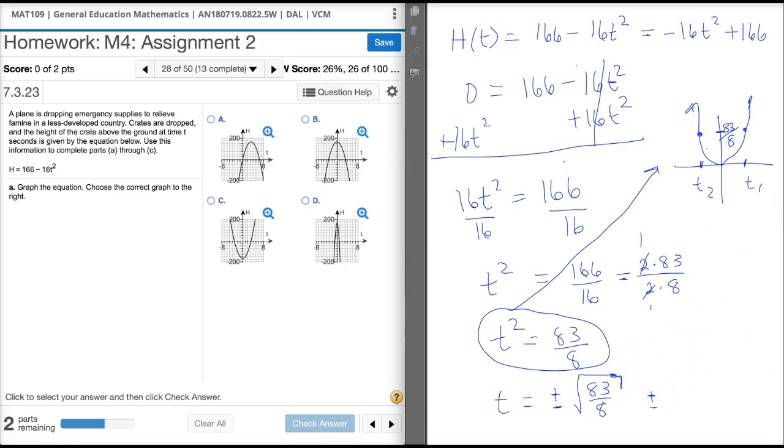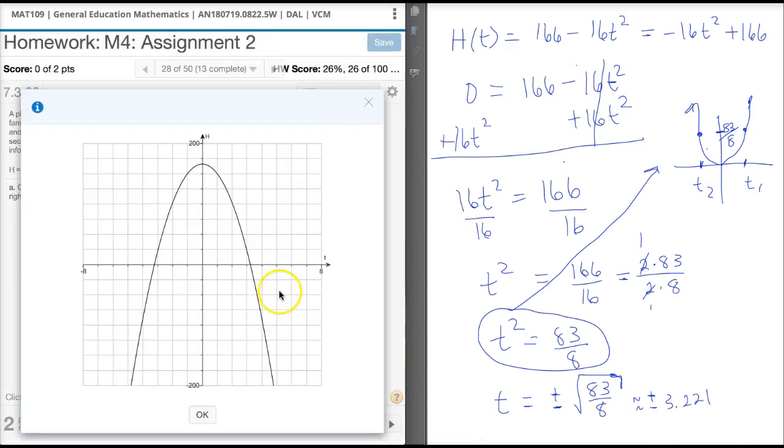And here, this will roughly be 3.221. Okay, and so now this should give us a good idea on which answer this is. And according to what I see here, it looks like answer choice number B would be the best one. So I'm going to click on here just to verify.